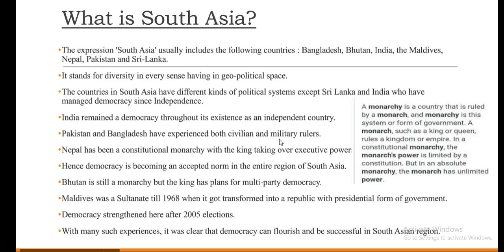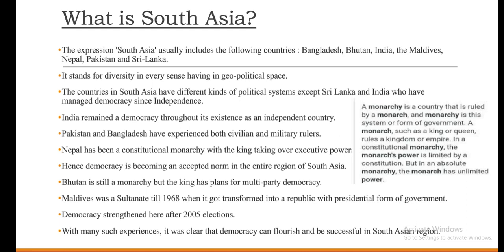So let's get started to know what is actually South Asia. Now, students, the expression South Asia usually includes the following countries: Bangladesh, Bhutan, India, Maldives, Nepal, Pakistan, and Sri Lanka. I have told you very recently in the last class what is the importance of Afghanistan, how Afghanistan has become a new member in the SAARC nations, right? Okay, so we are not talking about that at present, so do not get confused.